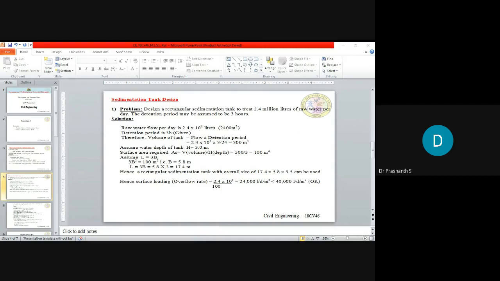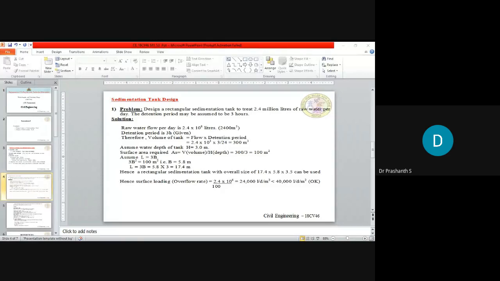Therefore, width of the tank: you got the length of the tank and the cross sectional area of the tank. Now we can find out breadth. What is the breadth of the tank or the width of the tank? That is nothing but cross sectional area divided by height. The cross sectional area is 20.8 meter square divided by 3. You get 6.9, take it as 7 meter.